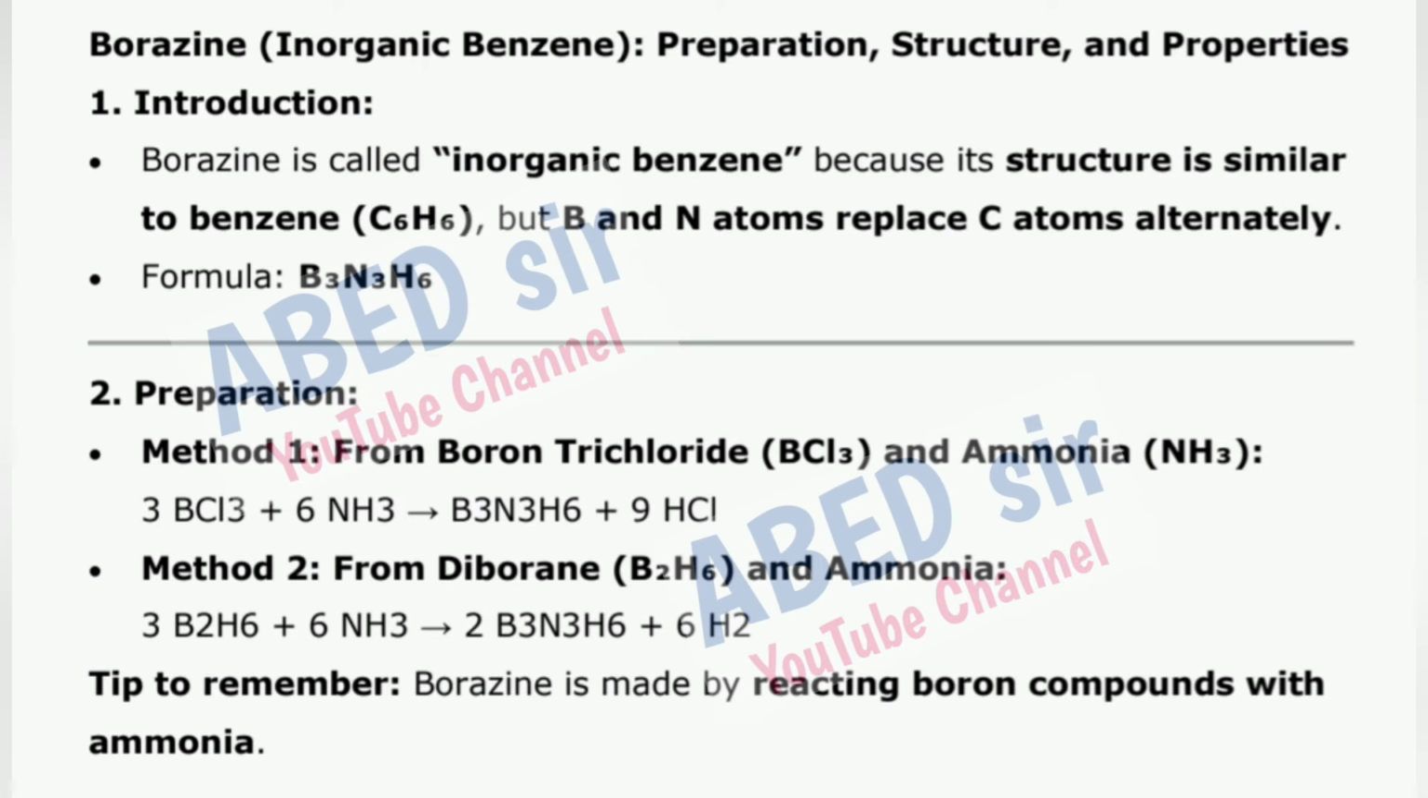2. Preparation. Method 1. From boron trichloride, BCl3, and ammonia, NH3. 3 BCl3 plus 6 NH3 gives B3N3H6 plus 9 HCl. Method 2. From diborane, B2H6, and ammonia. 3 B2H6 plus 6 NH3 gives 2 B3N3H6 plus 12 H2. Tip to remember: borazine is made by reacting boron compounds with ammonia.